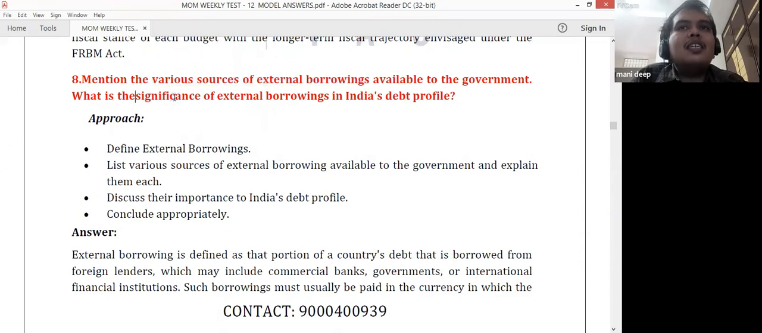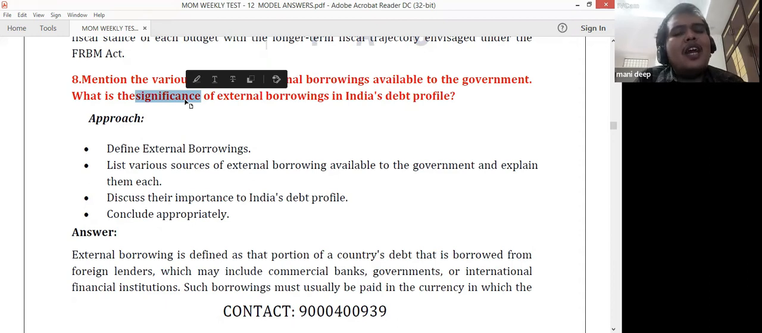And second is what is the significance of external borrowings in India's debt profile. The significance is that it will be cheaper. We'll get more money to spend. And third, we have very good economic standing. We have very good debt sustainability, peaceful inflation, and we are growing enormously. So we can repay the debt. So these are the things we can focus upon.